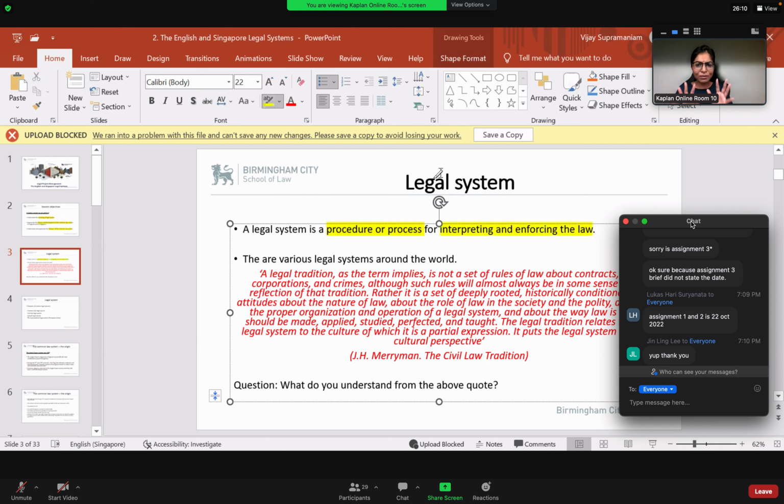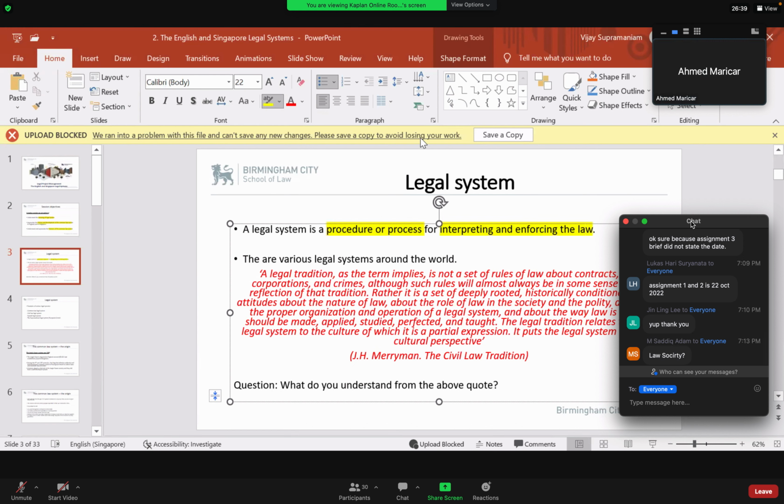So let's just take some time to digest this. When I say these are procedures and processes to interpret and enforce laws, let's try to apply this to our Singapore context. In Singapore, who interprets the law? Which institution has the function to interpret the law? Judiciary. Very good. Not the Law Society, it is the judiciary.